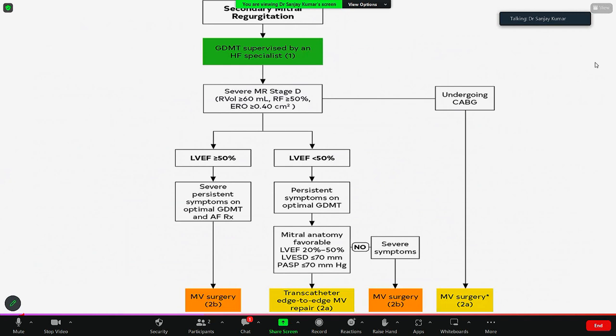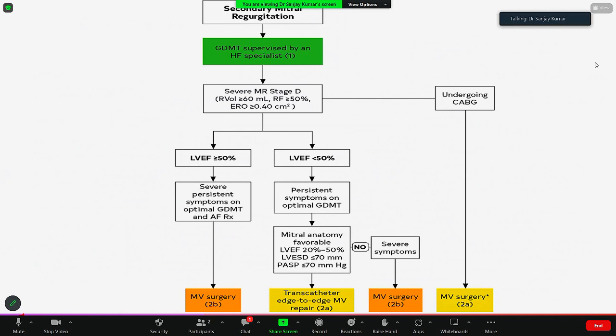Now, if the ejection fraction is more than 50, and the patient has persistent symptoms on optimum GDMT, and the mitral valvular anatomy appears favorable, left ventricular systolic dimension is less than 70, and the peak pulmonary artery systolic pressure is less than 70, then in that case the transcatheter percutaneous technique, using the edge-to-edge mitral valve coaptation procedures, is what is used, and that forms the 2A indication.